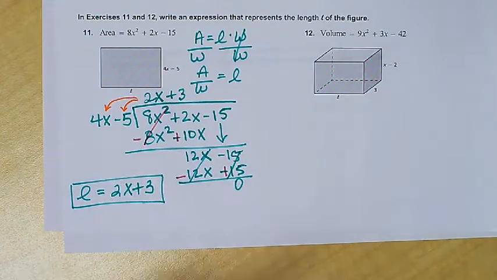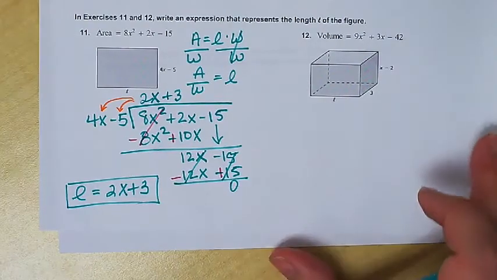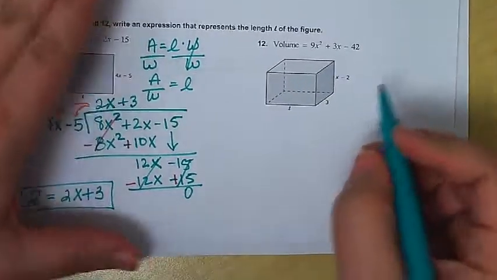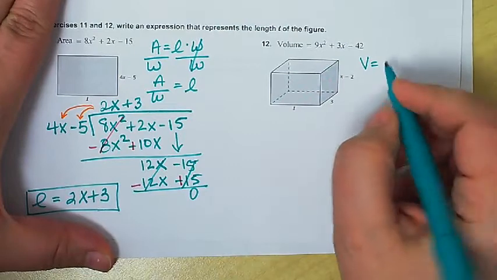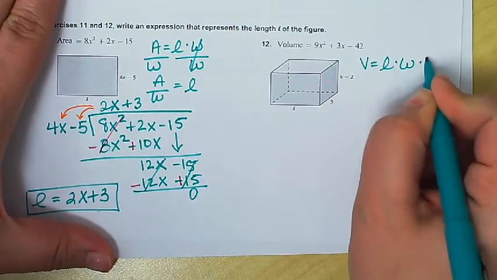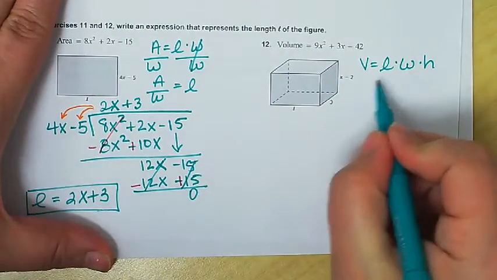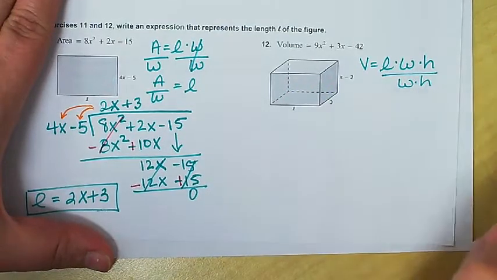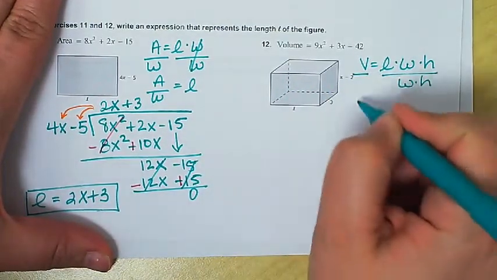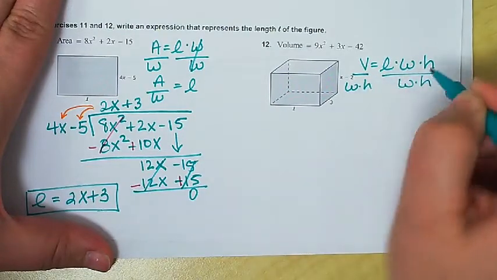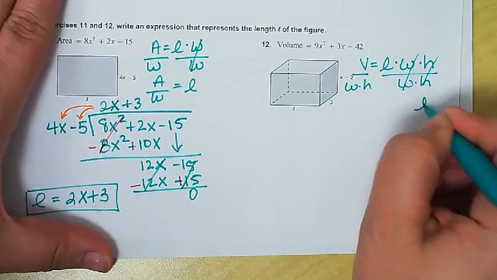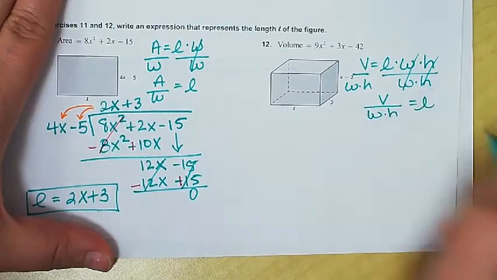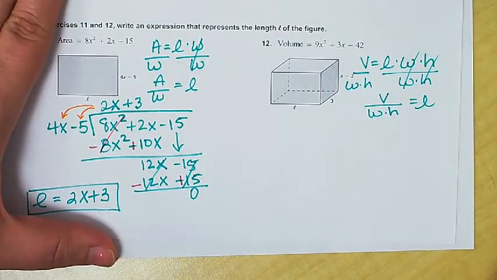I am not going to do 12, but I'm going to set it up so you kind of see, since that is a three-dimensional figure. So the idea here is we're now looking at volume, right? 3 dimensions, and we know that volume is the length times the width times the height. So if I'm looking for the length, I would have to divide both sides by not just the width, but also the height, so they both cancel. So to find the length, I'm going to do the volume divided by the product of W and H, which is width and height.